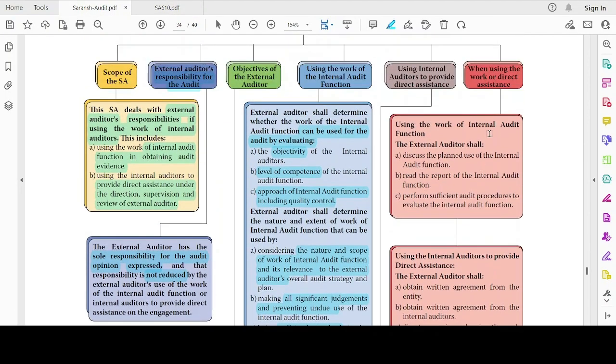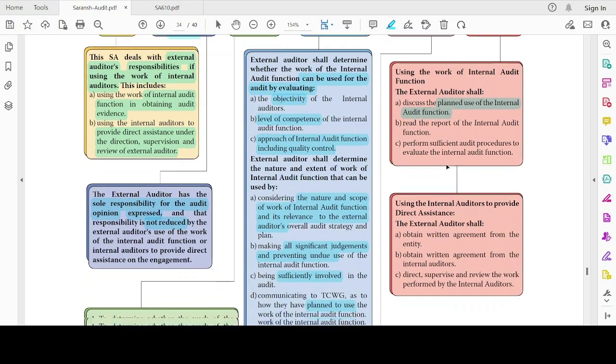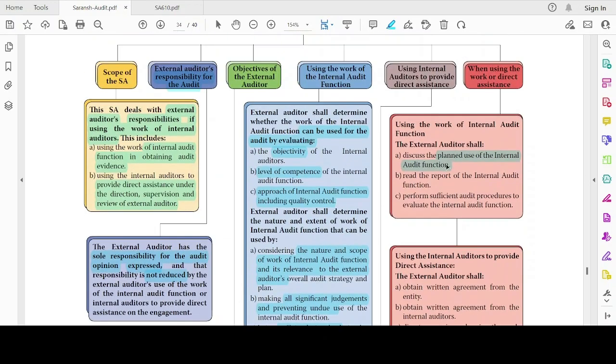Using the work of internal audit function. Before using the work of internal audit function, what does an external auditor have to do? The external auditor shall discuss the use of the internal audit function. He has to discuss the same with whom? TCWG or board of directors or the internal audit function department itself, and then read the report of the internal audit function to check whether they have properly planned and performed the procedure, whether it is adequately documented, whether the conclusions are appropriate, or whether it is in line with the evidence obtained, right?